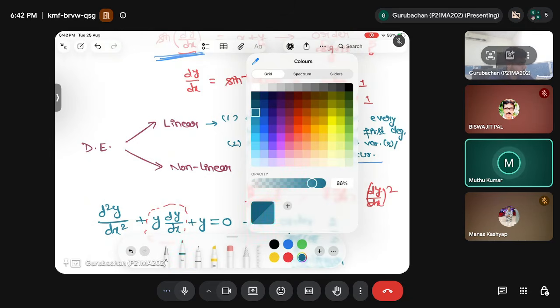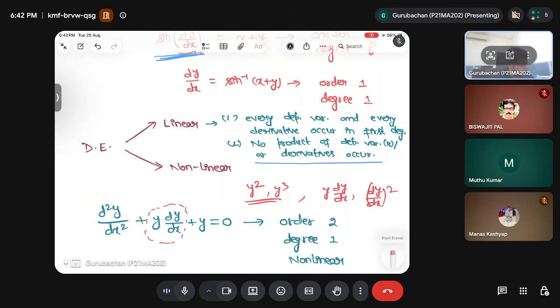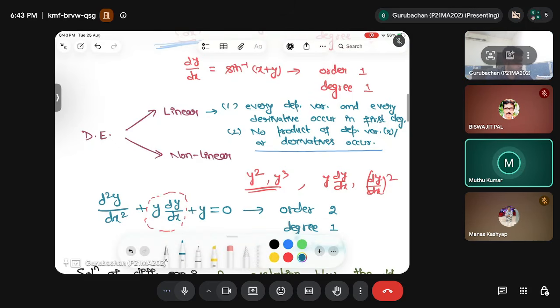y square should also not appear. Yes, y square should also not appear. That's why we wrote no product of dependent variables and/or derivatives. Should be the case. If any one of the cases occurs, then the equation will not be linear. Okay. So these Bernoulli's differential equations are all non-linear.